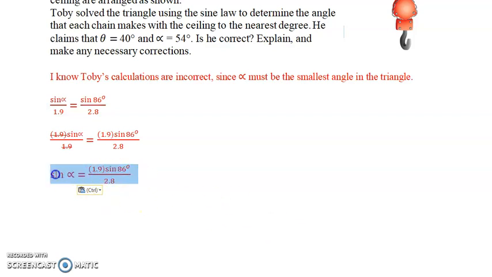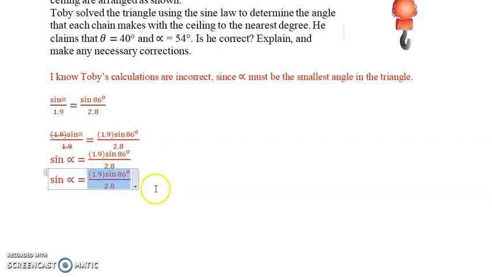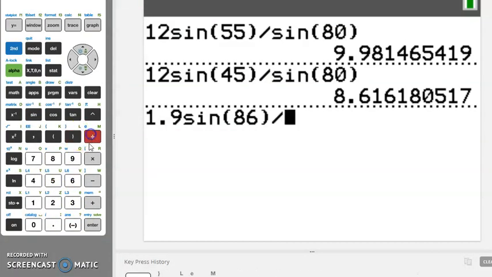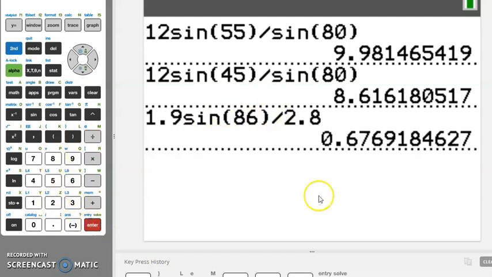equal to. So you can do the inverse sine right away if you're comfortable with your calculator, but if you're still not sure, you want to double check, just do that now, getting that value. So 1.9 sine 86 divided by 2.8. I'll do that with the calculator now. So we have 1.9 sine of 86 divided by 2.8. Make sure you close your bracket there before you do that. And enter, and we get 0.6769.